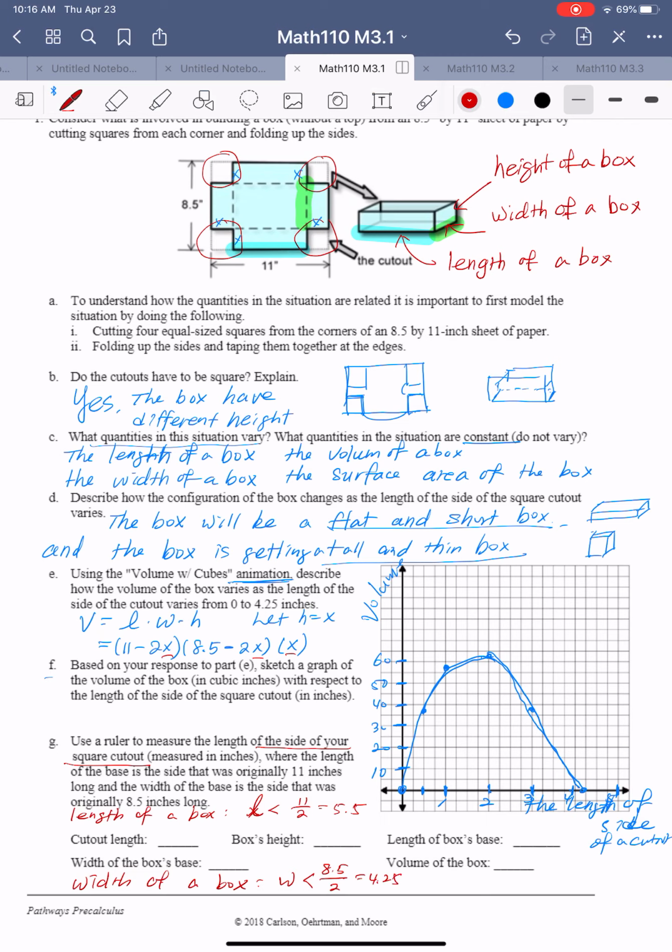So if you cut out more than 4.25, then it won't make a box either. So this is what we needed. This is actually the more important: the cutout, which is the side, should be less than 4.25. Of course, the gradient. That's why 4.25 ends up with a volume of 0, okay? All right, so let's look at the next page.